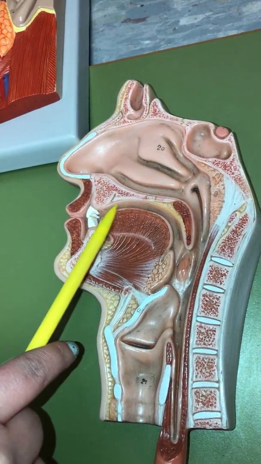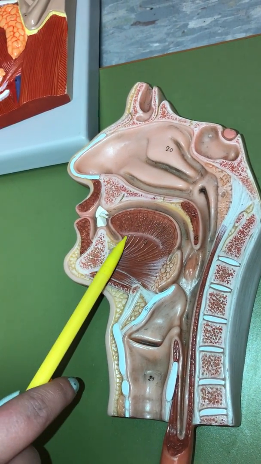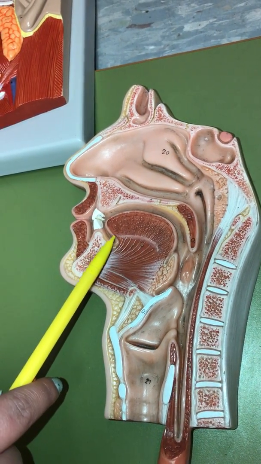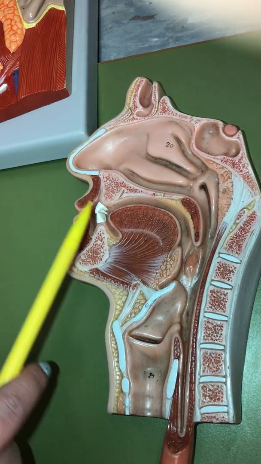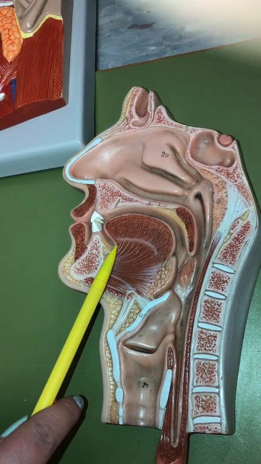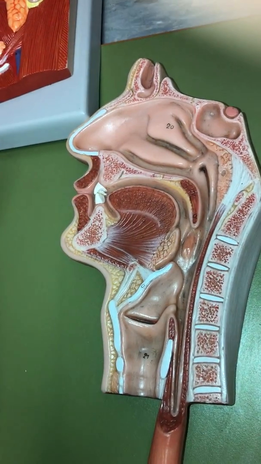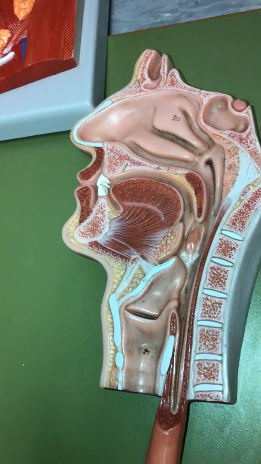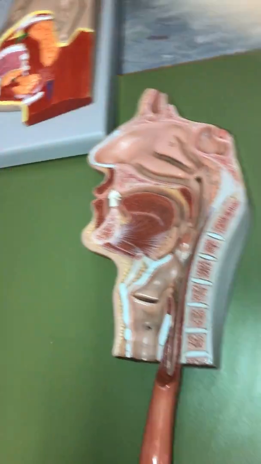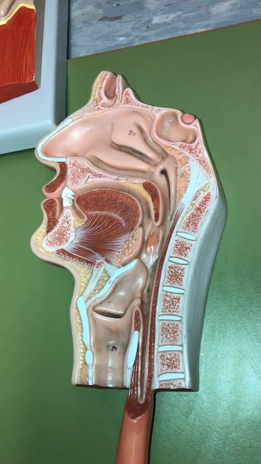On the top of the tongue is the dorsum, and below the tongue is a small tissue which is called the lingual frenulum, and it limits the movement of the tongue. The next thing is the salivary glands, which produce amylase that breaks down starch into glucose monomers.